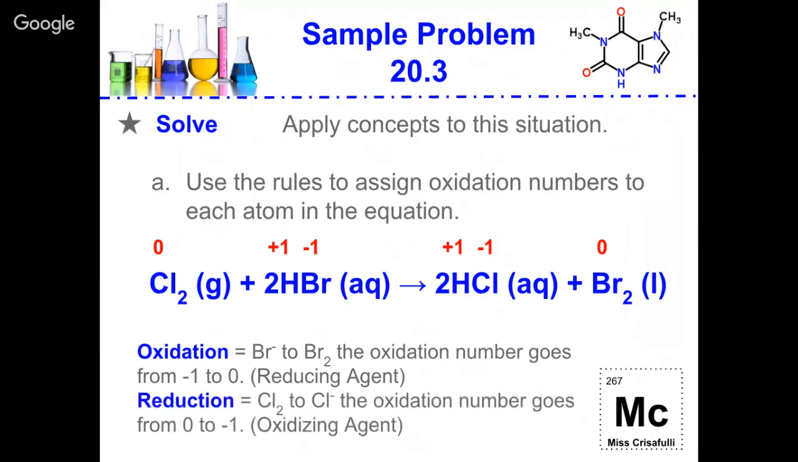And for reduction, we know that Cl is going from Cl2 to Cl minus, and our oxidation states go from 0 to -1. And why is Cl -1? Because it gained an electron, which means that it's the oxidizing agent.